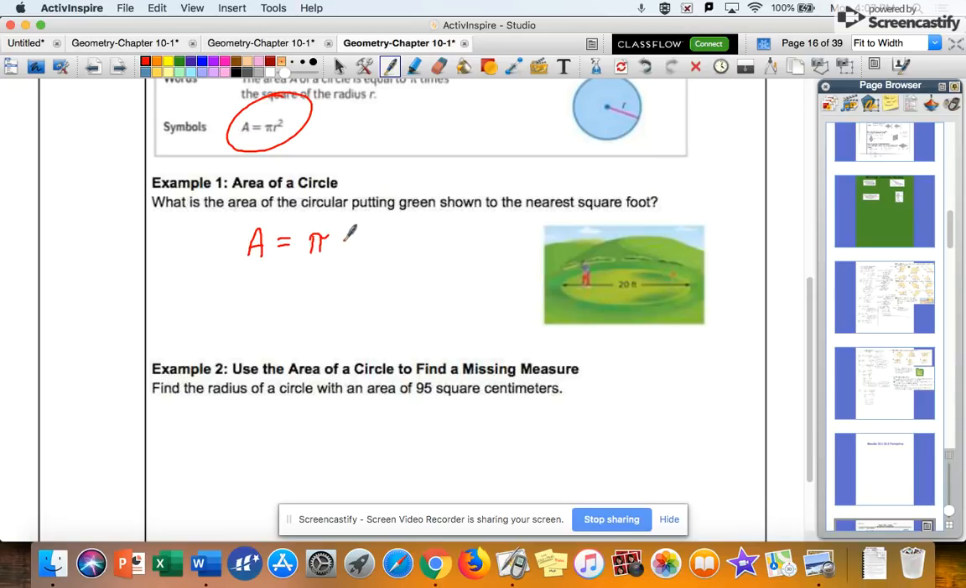All right, so area is equal to pi times the radius squared. Notice the diameter over here is 20, so that means the radius is 10. So pi times 10 squared, that's pi times 100. And 100 pi is approximately 314. And we're looking at square feet for our units because it is an area.